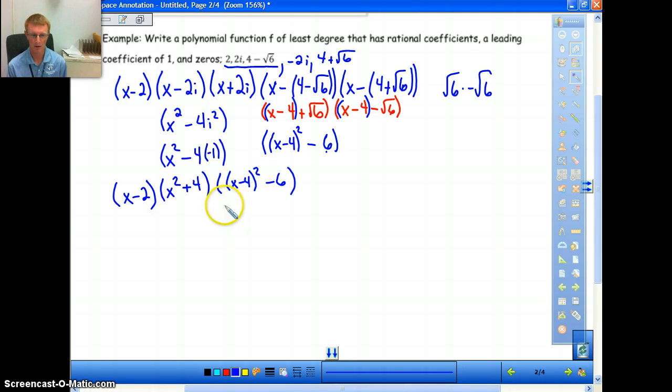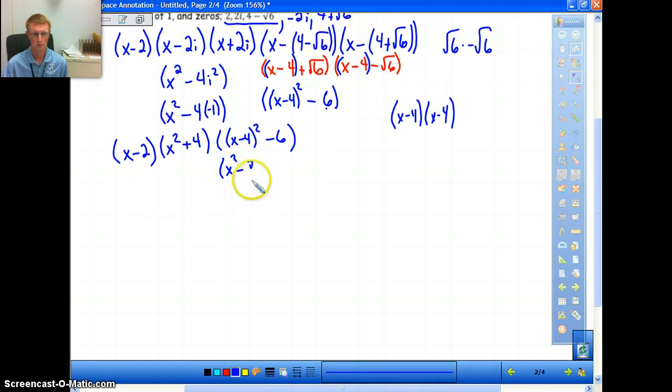Again, I'm not going to FOIL this out completely, but you need to be aware that this would be x minus 4 times x minus 4, which will simply be x squared minus 8x plus 16, and then we still have this minus 6 at the end. So this 16 minus 6 will actually become 10.